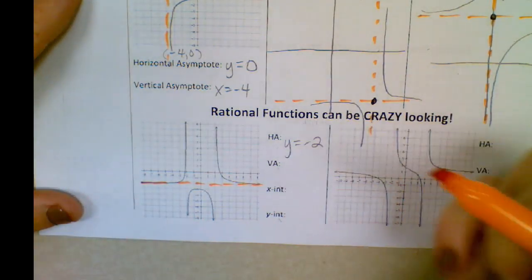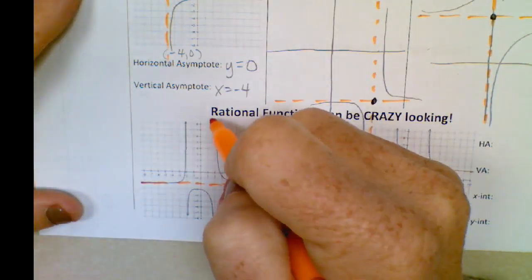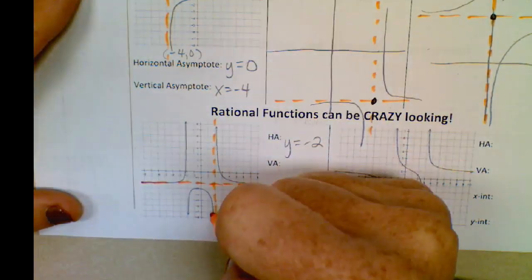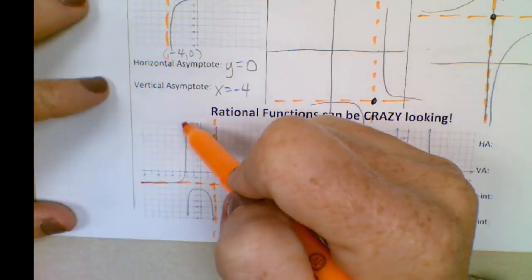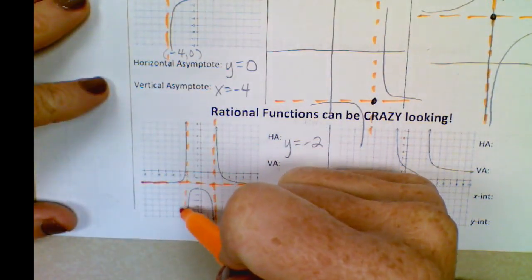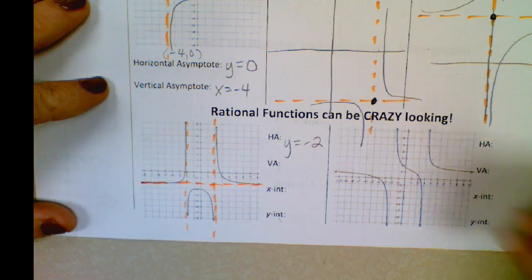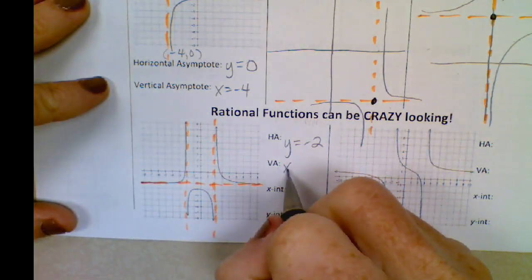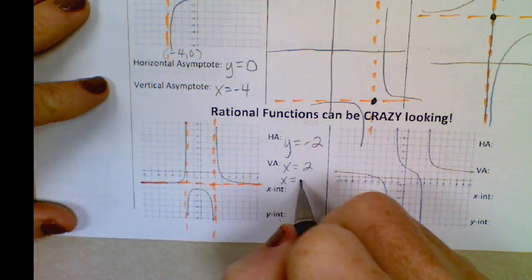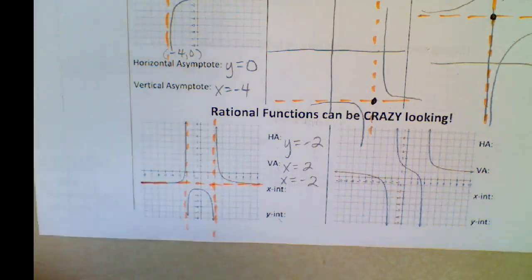Vertical asymptotes actually looks like we've got more than one. So I see one at x equals 2, and I see another at x equals negative 2. So we've got x equals 2 and x equals negative 2. Yes, it is possible to have more than one of either type of asymptote. It just depends on the function. The more complicated they are, the more asymptotes they can have.